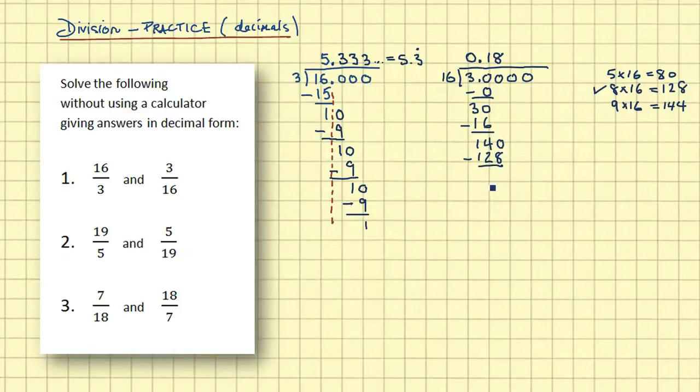128 from 140 gives me 12. Add my 0 here, and what I've got is 120 divided by 16. Now I can see that that's 7, because 8 times 16 was 128, and if I subtract 16 from that, what have I got? I've got 112. Okay, so 7 times 16 is going to be 112.